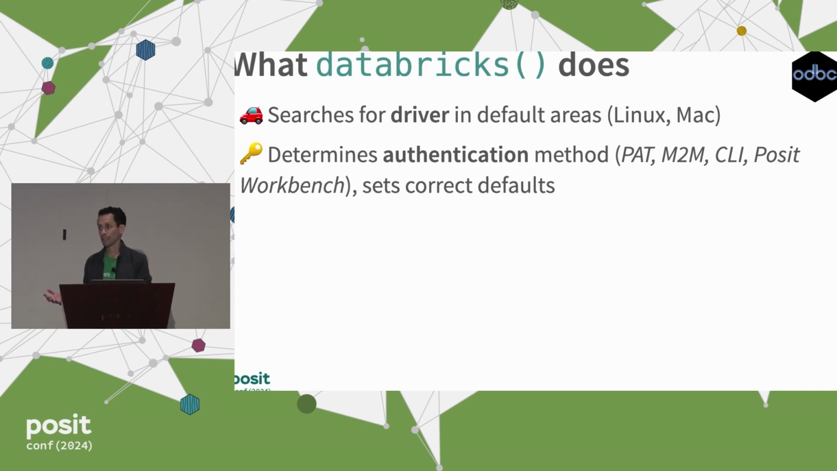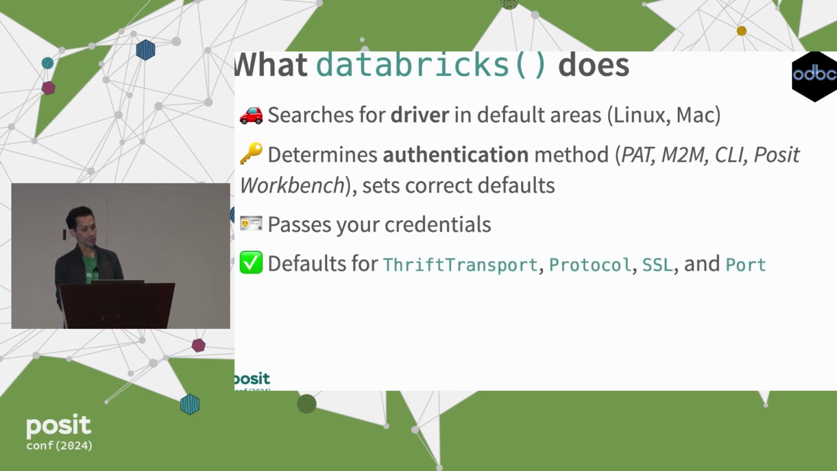But if it detects that you're on Workbench and you have the Databricks integration set up, it'll just use that. So you don't need to tell it anything else. It'll just connect. It'll pass your credentials, and then it'll use those defaults for the other arguments that are part of it, including the protocol and the SSL, all this other stuff that we're talking about. For example, the UID changes, right? It's not token anymore if you're using Workbench, for example. So it does all that for you automatically.